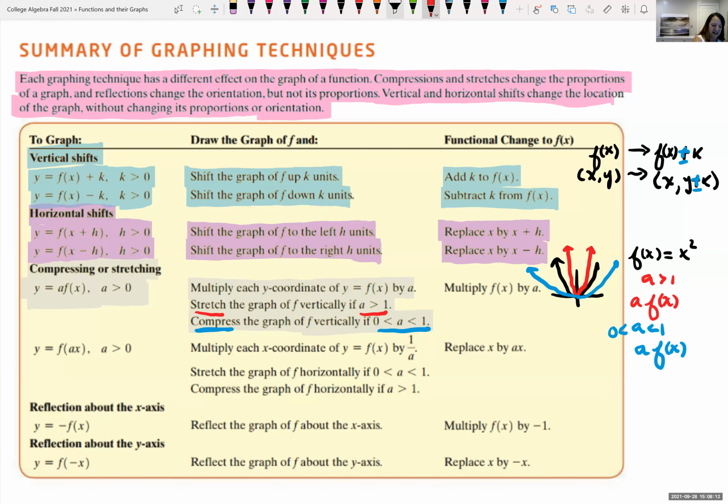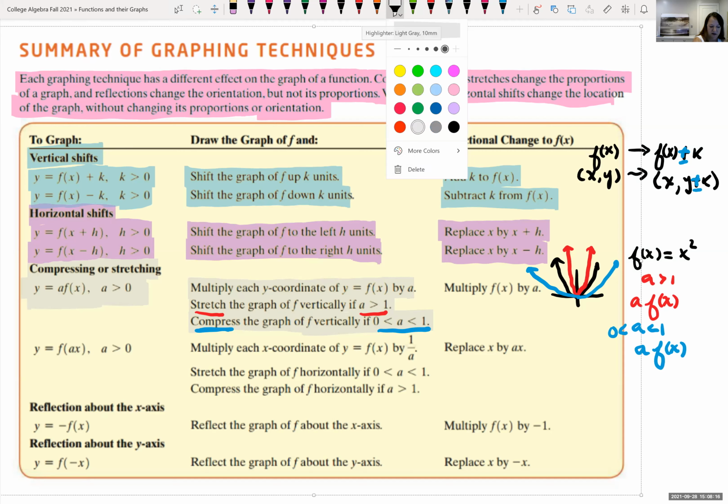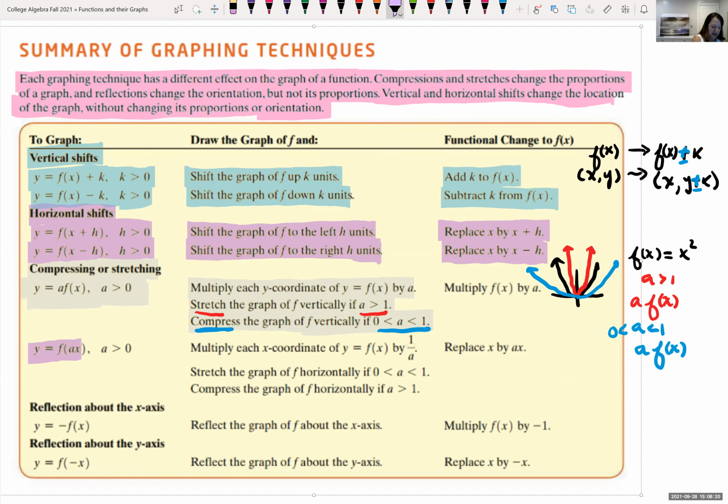So if we're looking at it and we're multiplying inside, not outside, so y equals f of ax, where a is bigger than 0. So if we multiply each x coordinate of y equals f of x by the reciprocal, 1 over a. So notice that when it's inside, it actually does the opposite of what it does when it's outside.